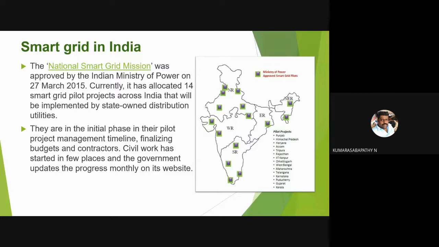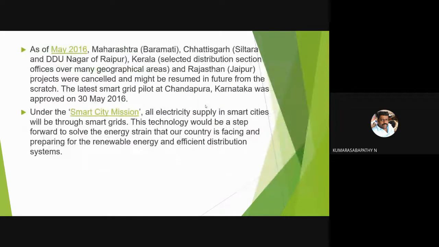So this is the diagram of the grid. Initially I said that the grids were conventional. Now we have gone for the national grid. Previously there were five grids in India: the northern grid, eastern grid, western grid, northeastern grid, and the southern grid. So this is the diagram of the grids which were previously there.